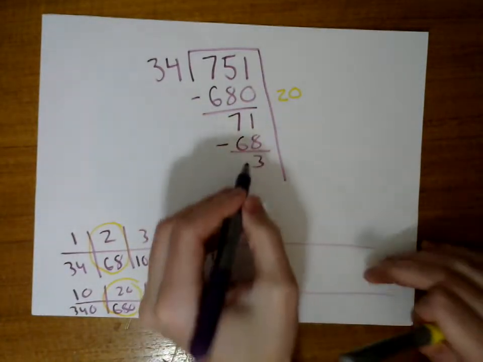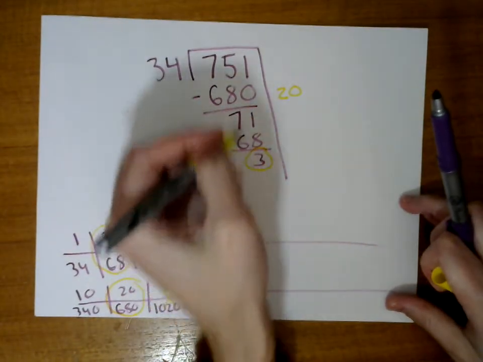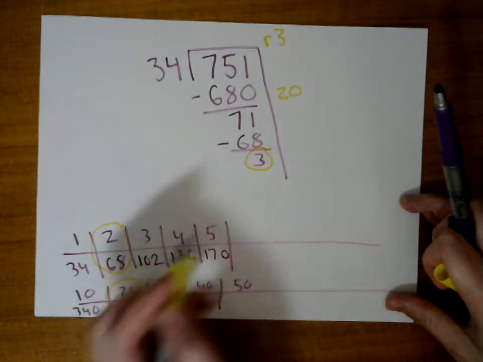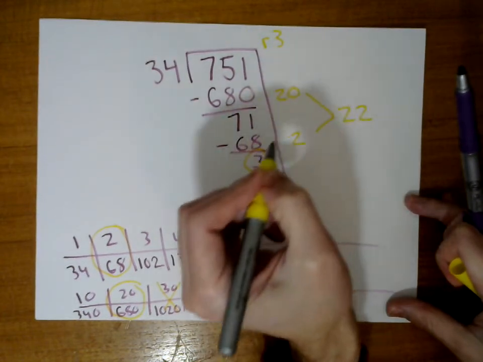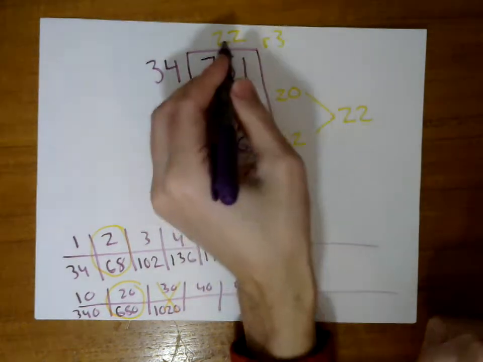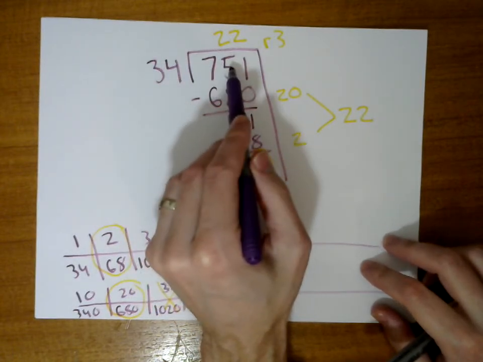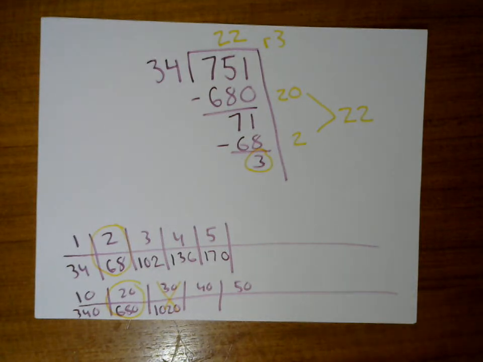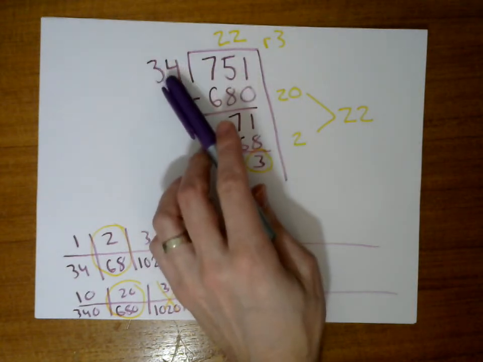I have 3 left. 3 is less than 34, so I can't take another group of 34 away from that, so that's going to be my remainder. This 68 here, that was 2 groups of 34, and 20 plus 2 is 22. So my quotient is 22 remainder 3. That means 22 full 34s can fit in 751, and we'll have 3 left over. There you go. That's dividing a dividend, 3 digits in this case, by a 2-digit divisor.